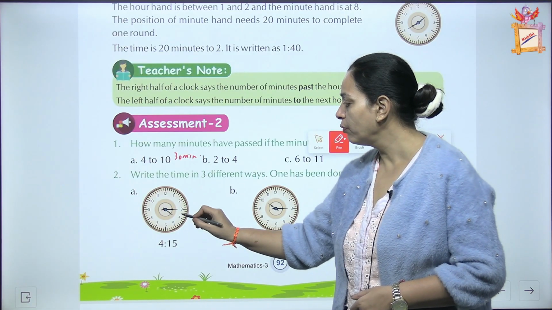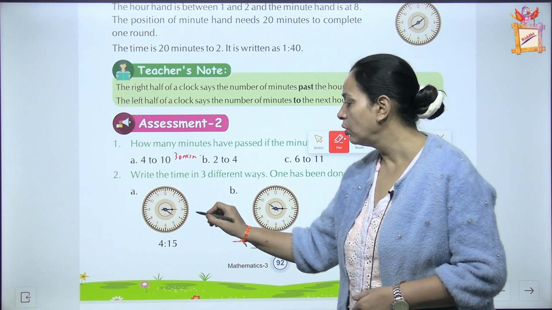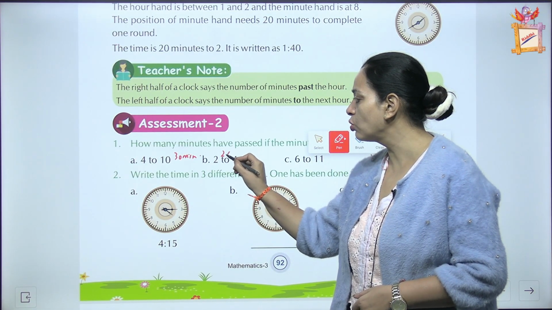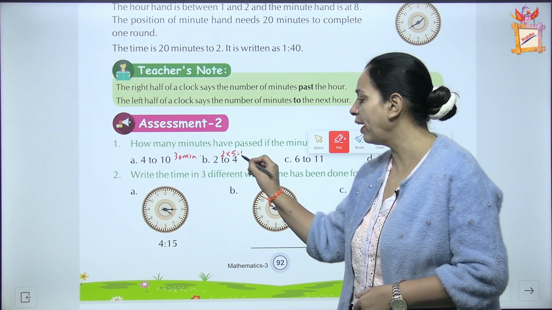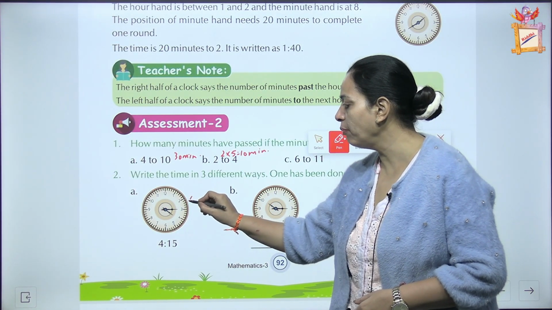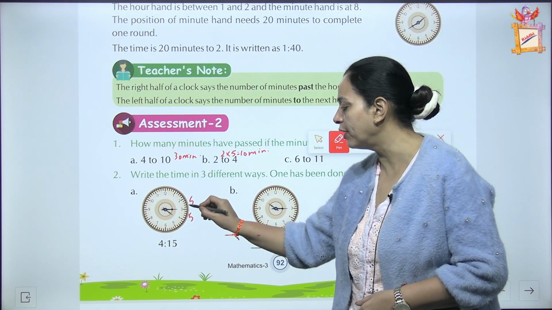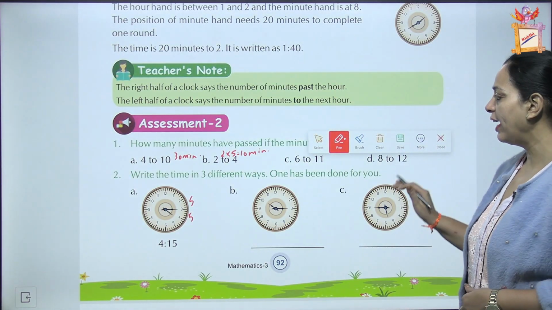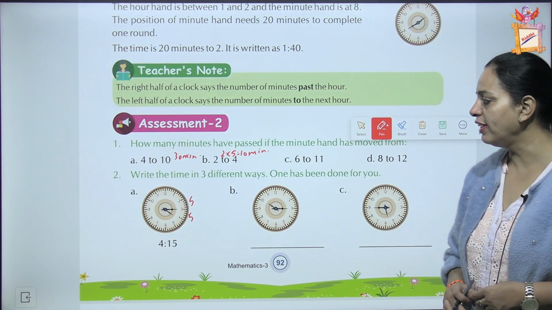2 to 4, so 1, 2. So 2 numbers, so 2 into 5, 10 minutes, because 2 to 3 is 5 minutes, 3 to 4 is 5 minutes. So 5 plus 5, 10 minutes. Similarly, you can try these ones.